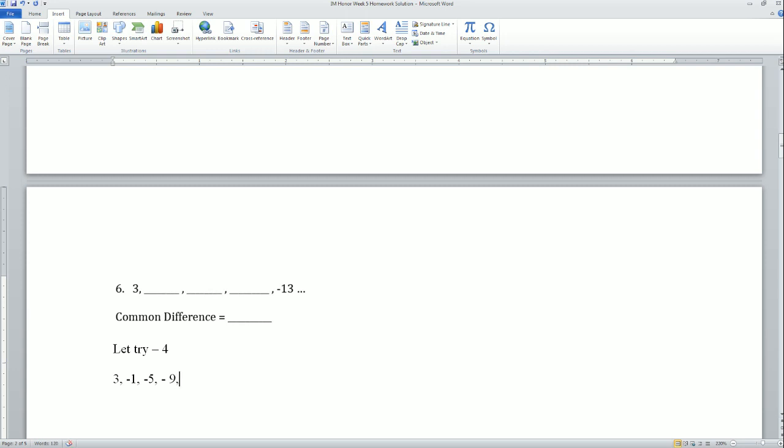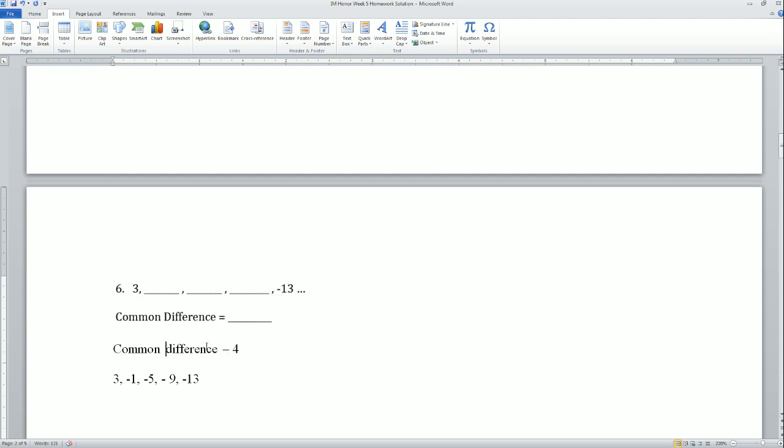Then negative 9 subtract 4. Negative 9 subtract 4. Oh, that is our perfect negative 13. Perfect. So, negative 4 is the common difference. Okay, I was just eyeballing it. There you go. Right.